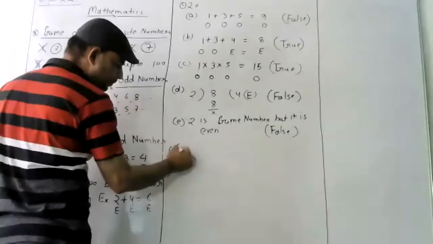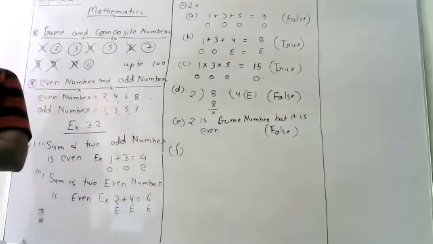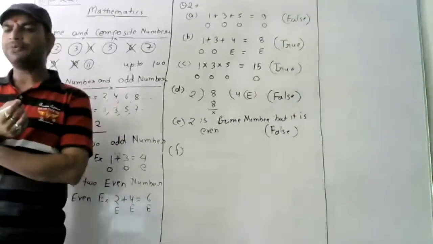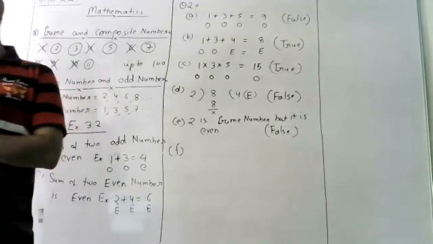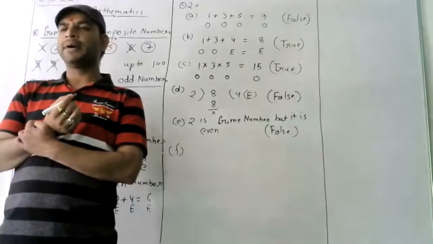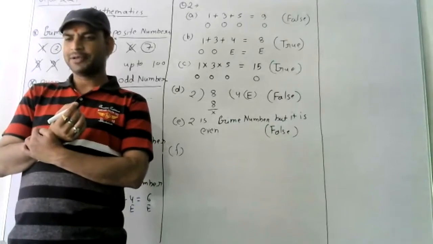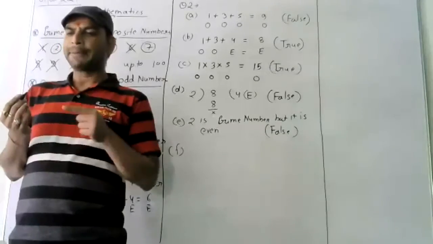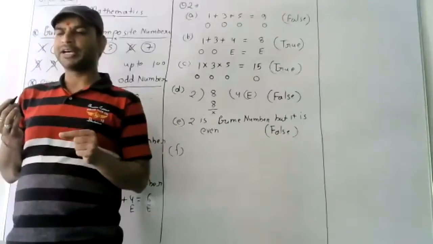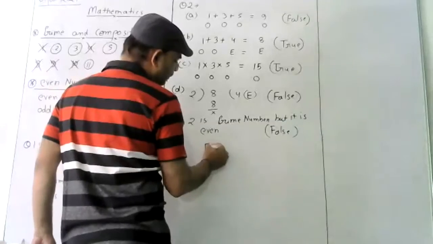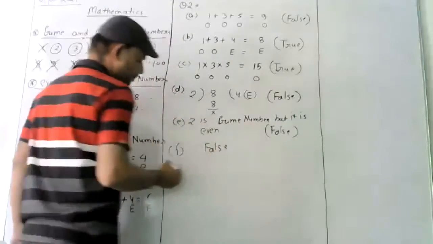F. Prime numbers do not have any factor. According to the concept, a prime number is divisible by 1 and itself. It has 2 factors. But this statement says prime numbers do not have any factor. Statement F is false. Write here that this statement is false.